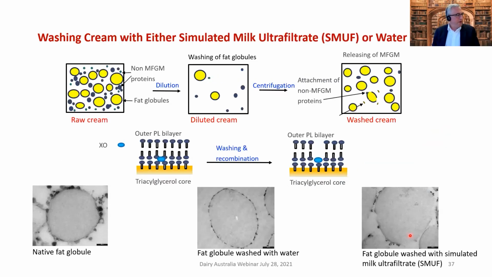So we looked at a number of ways of changing flavor profiles. One that we examined was washing. And we took a native fat globule here, and you'll see that the black circles around it, that's casein micelles. And when we wash it, we lose the casein. And then we've also washed it with what's called a simulated milk ultrafiltrate, or SMUF, which is basically the water phase of milk. And you get a different kind of profile on the surface. So that basically changes the milk fat globule membrane using these very simple washing techniques, and therefore a way of manipulating flavor development that's derived from lipids.